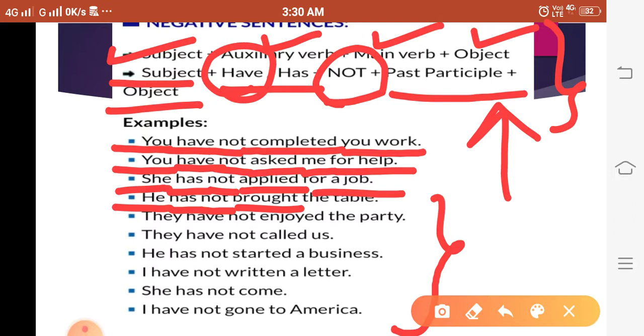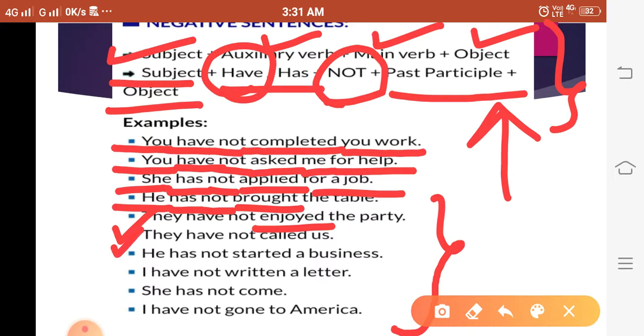You keep on checking whether the subject is written correctly, and then you have to check that the auxiliary verb has been used according to the subject or not. Then the use of not is a compulsion here. Then the verb whichever we are using, it should be third form of the verb. Clear? They have not enjoyed the party. Enjoyed is third form of the verb enjoy.